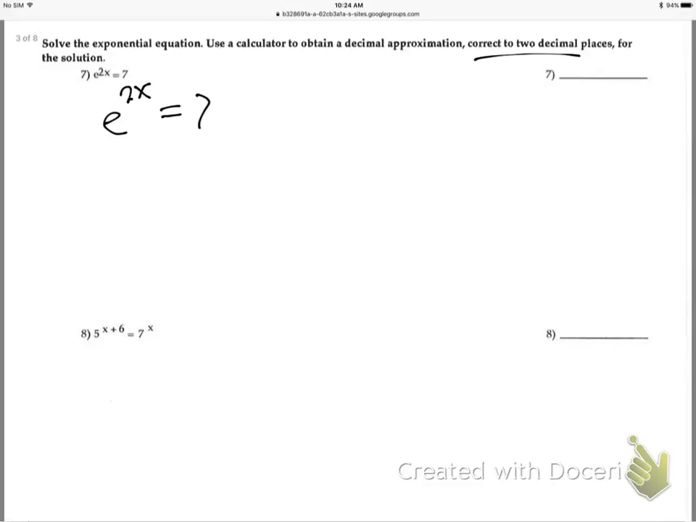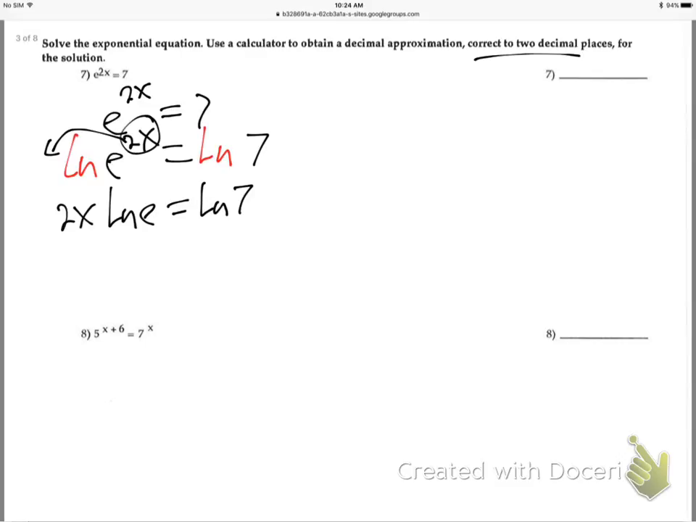Yeah, I'm just thinking, what do we normally do when x is in the power zone? Just ln. Just do ln on both sides, because the letter's in the power, right? And then the 2x drops down. 2x ln e, ln 7, that's a 1. So 2x is ln 7. Last step, divide by 2.